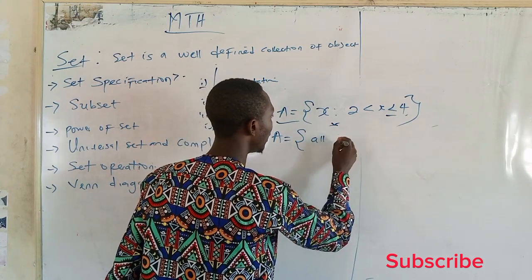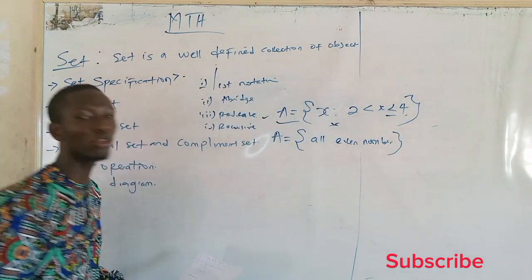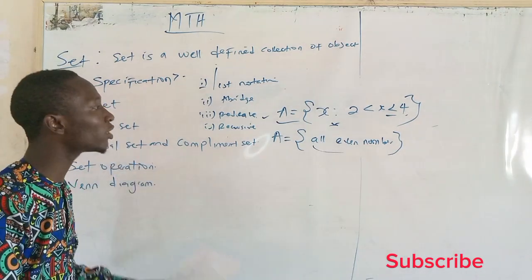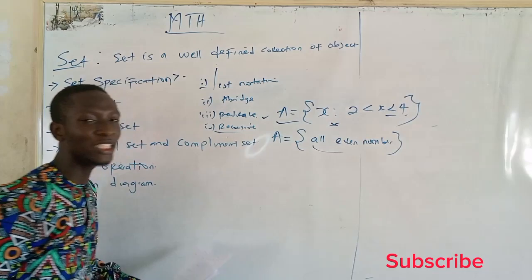Let's say even numbers first, or odd numbers. So A being all odd numbers, are we together? We just use this to represent all the numbers that will be in A. So this manner is called recursive notation.